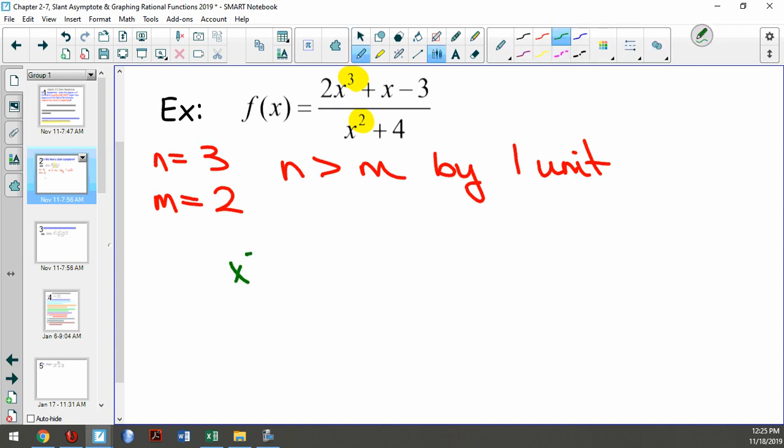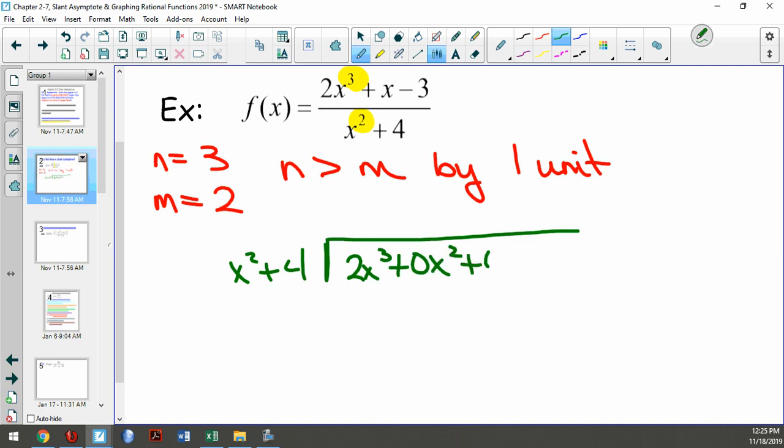That means you're going to put the x squared plus 4 on the outside, and on the inside you're going to have 2x cubed plus 0x squared plus x minus 3. Yes? So, what do I multiply x squared by to obtain a 2x cubed? You're going to multiply by 2x. So, you're going to multiply on the diagonal. 2x times x squared is going to be 2x cubed. 2x times 4 is going to be 8x.